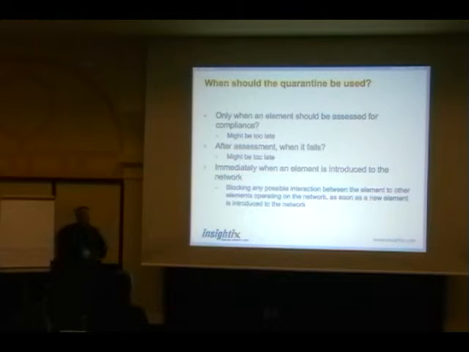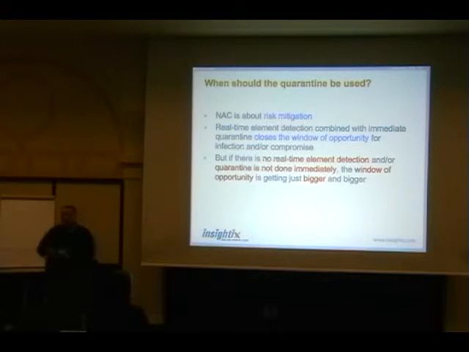Also, when is the quarantine enabled? Only when an element should be assessed, after the assessment, or immediately? The answer is immediately. Because we don't know the device. We don't know what this device holds. We don't know what's running on this device, and we don't know if the user is authenticated or the device is authorized. So if you are assessing a network access control solution, look for this. The device needs to be quarantined immediately, so the risks that may be posed by this device to the organization will be minimized.